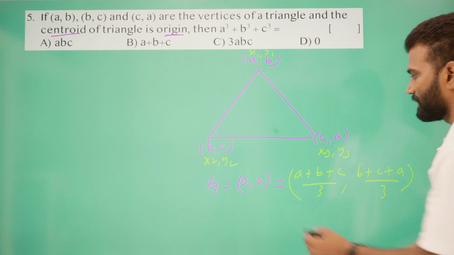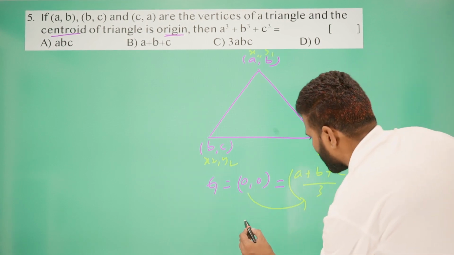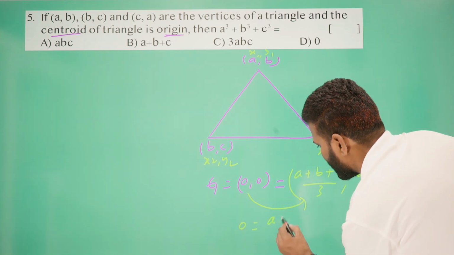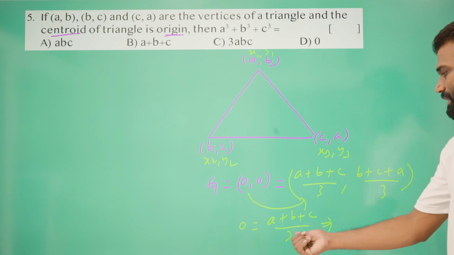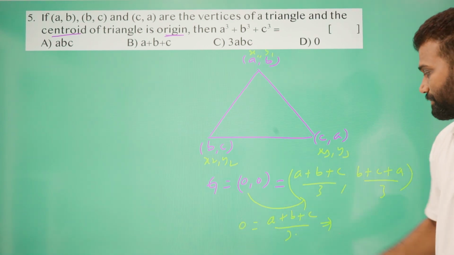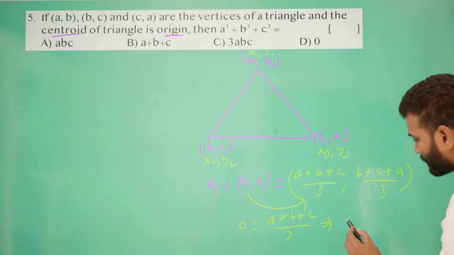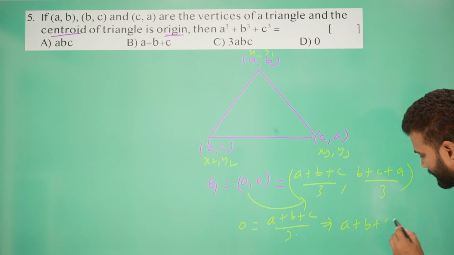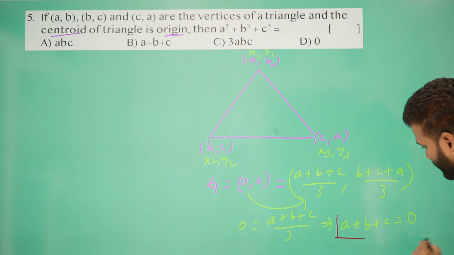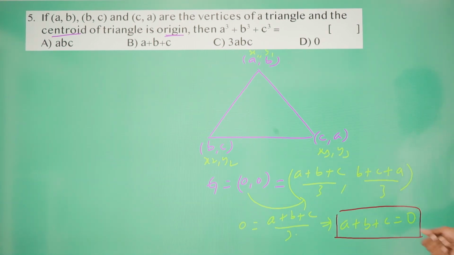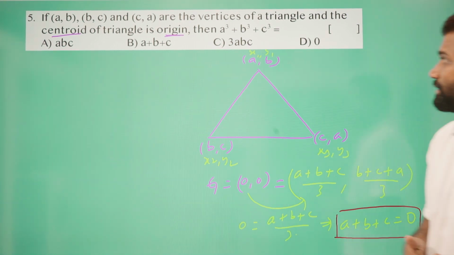So on equating both the sides, 0 is equal to (a + b + c)/3. Further, here 3 is dividing, if it comes here it multiplies, 0 into 3 is 0, then a + b + c is equal to 0. Here we got a relation, that is a + b + c is equal to 0.